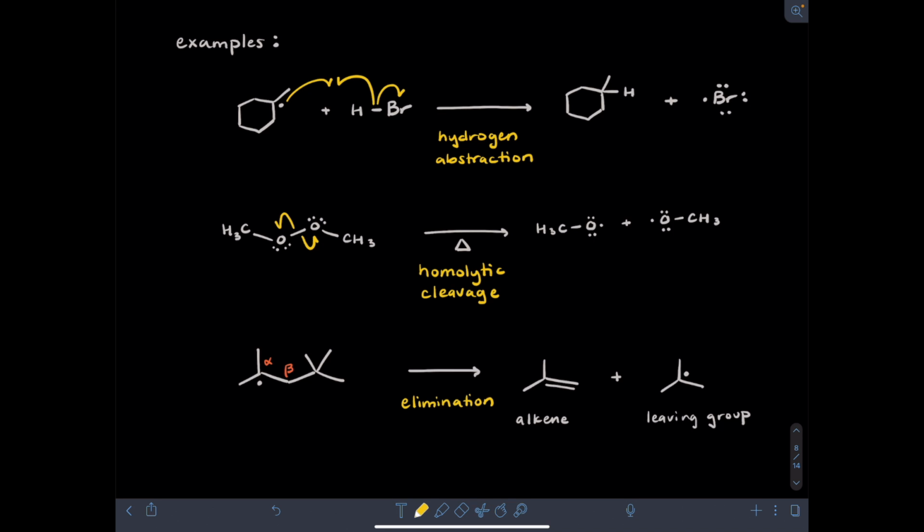You draw radical eliminations with 3 curved arrows, bringing the radical down, and 1 electron over to form a pi bond, and 1 electron over to carbon to form the new radical.